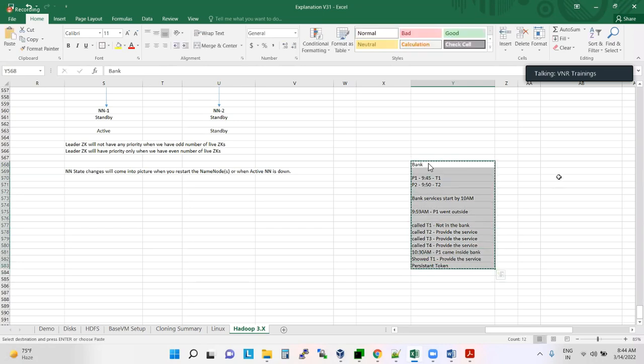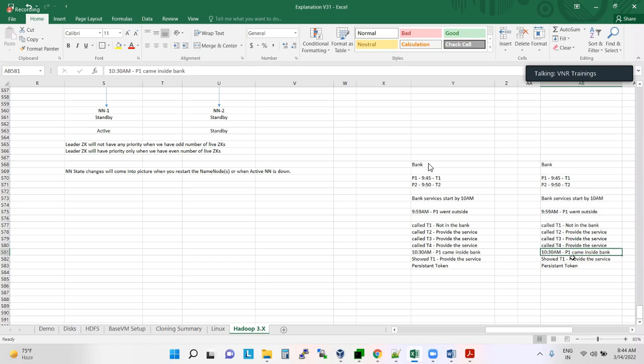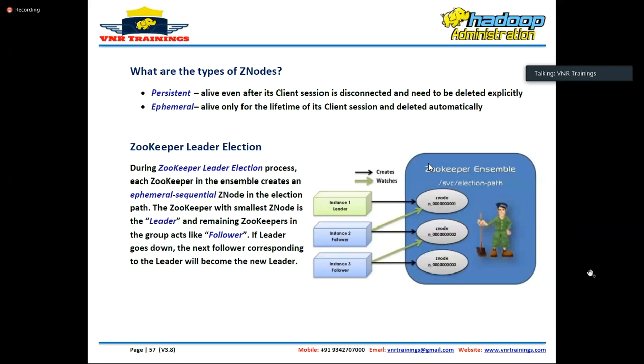Now the same example here. You came back as person 1 and show token 1, but it's an invalid ticket. When you show T1, they say go and take a new token. This is called ephemeral.